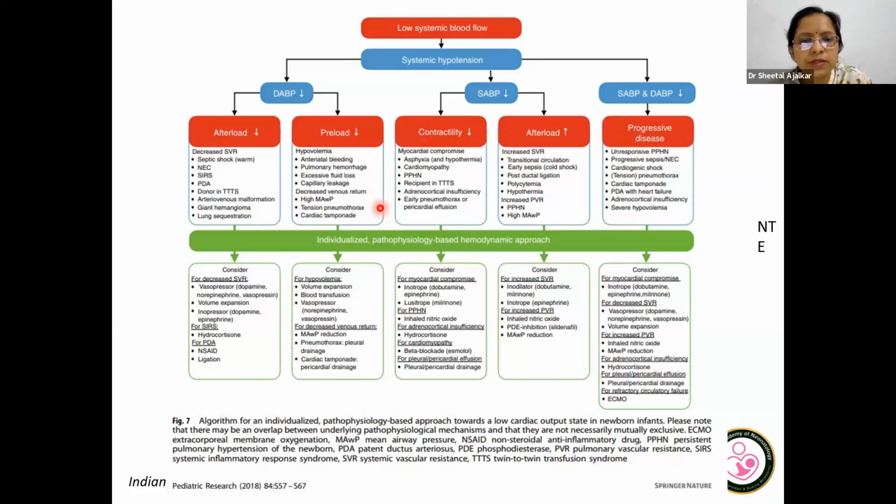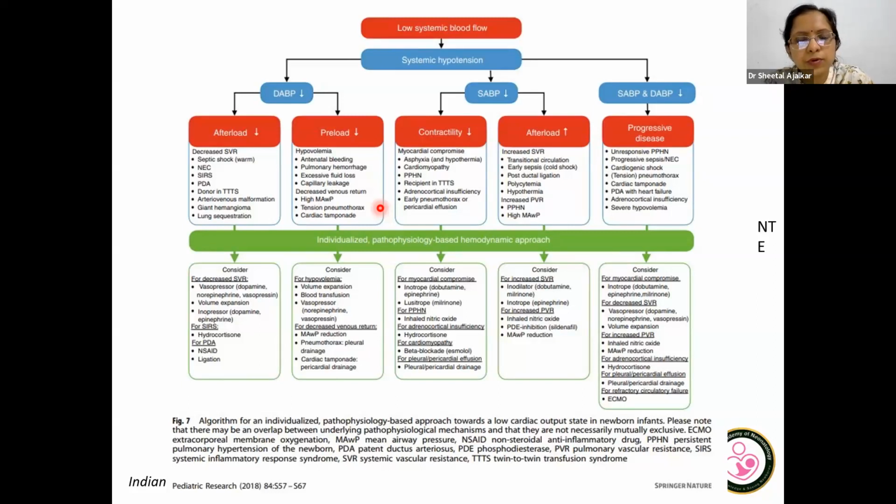Definitely hypovolemia will be treated with volume expansion, and vasopressors are used like norepinephrine and vasopressin. And for the decreased venous return, again, we can take care of other causes with better airway management, so that the venous return is better by decreasing the mean airway pressure. If the pneumothorax is there, pleural drainage, and all those things.